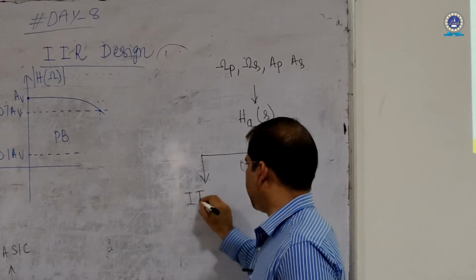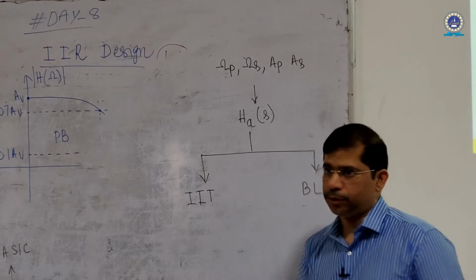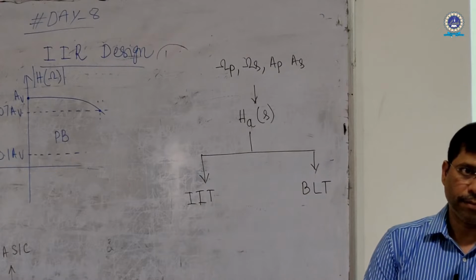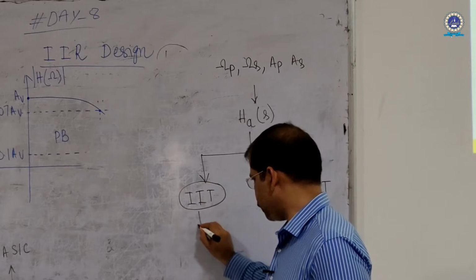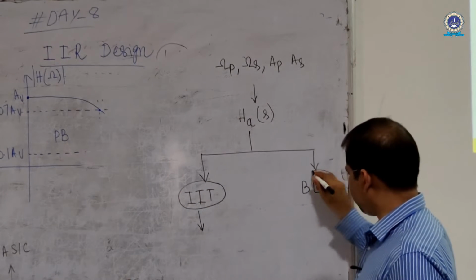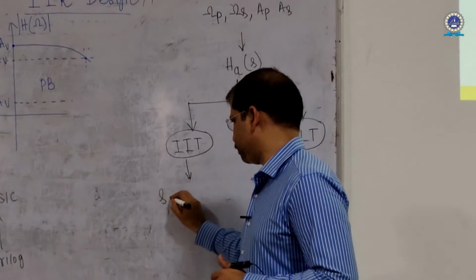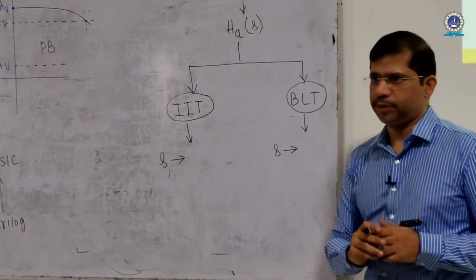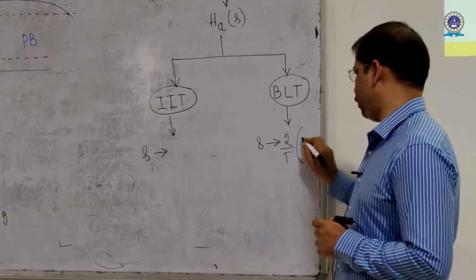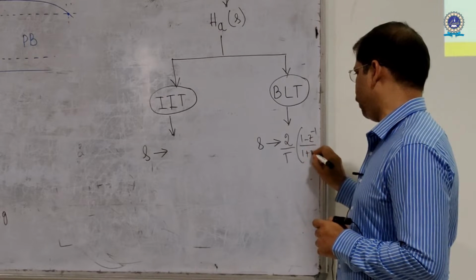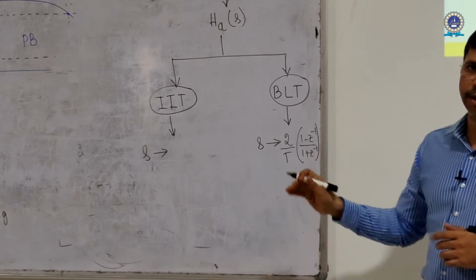Now should I use the impulse invariant technique or the bilinear transformation technique? This is the next part that we have to choose. Now what is this impulse invariant technique? In the bilinear transformation technique, how do you transform this s? So it is s equals 2 by T, (1 minus z inverse) by (1 plus z inverse). Wherever you have s, you have to replace s with this expression.